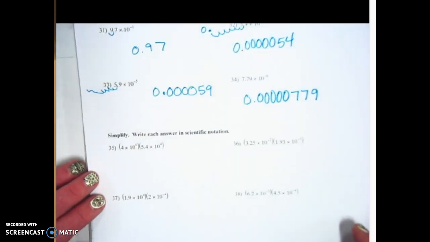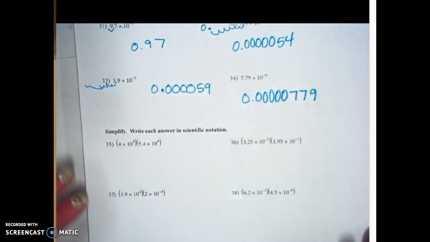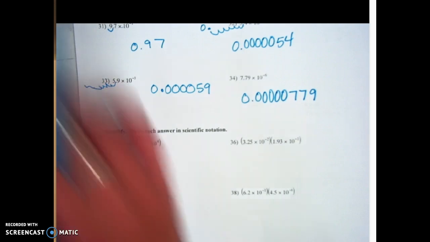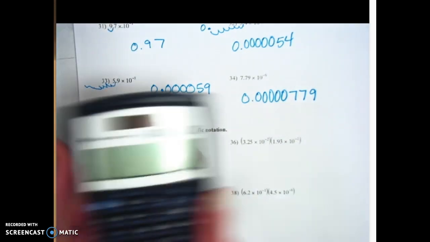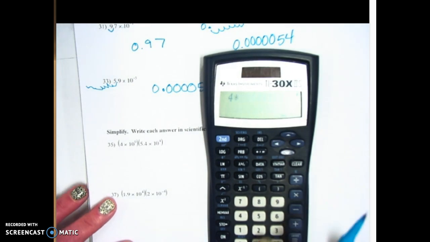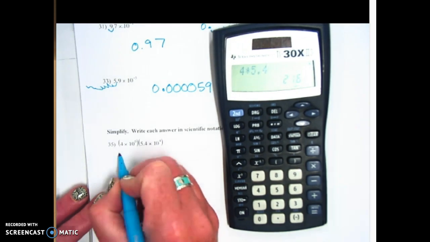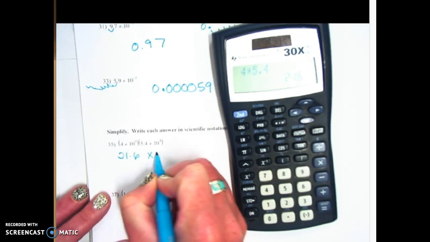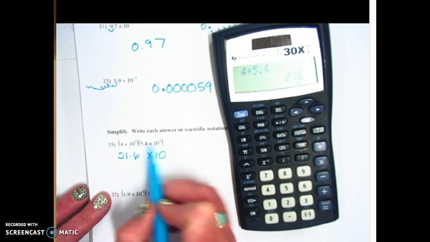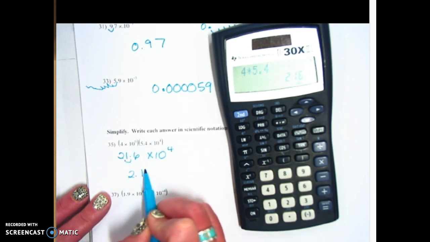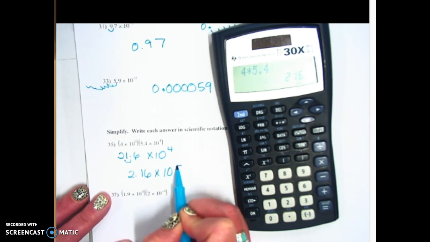All right, numbers 35 through 38. They want us to write each answer in scientific notation. So for number 35, we're going to take the 4 and multiply it by 5.4. We get 21.6 times 10 to the, and we need to add the exponents 0 and 4, but we actually want the decimal point right here, so we're going to say 2.16 times 10 to the 5th.